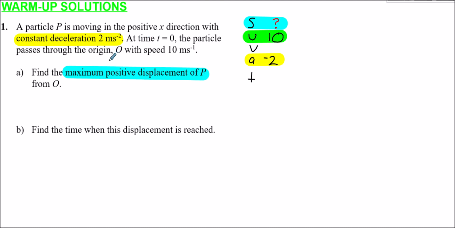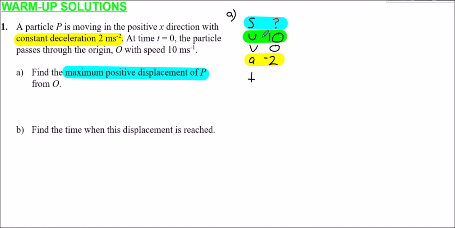And we need to think as well, if it's moving along but slowing down because it's decelerating, the maximum positive displacement will be just at the instant before it turns back and starts to return to where it came from. So it'll be at the instant when the velocity is 0. This is going to be a key concept we're going to visit today. So the v for part A, the final velocity, will be 0 when it's at its maximum displacement. Okay, so this is a key idea here.